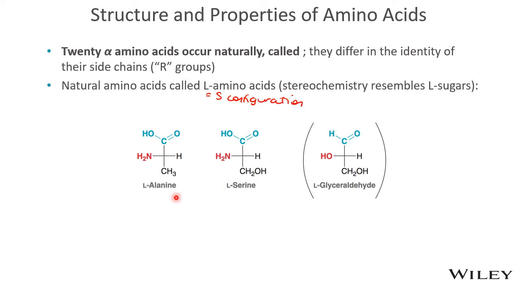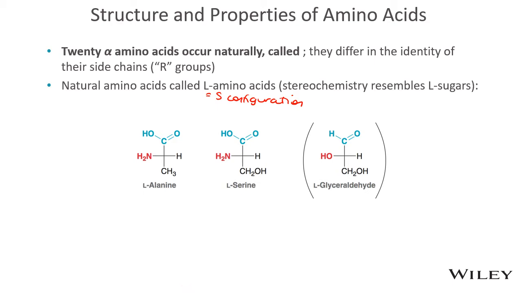So here we have 2 examples of amino acids. L-alanine, where the R group is a methyl group, and L-serine, where the R group is a CH2OH group. So everything else about these amino acids is the same except for the identity of their side chains. Now these are both in their natural state, the L configuration, and we can verify this using the Fisher projection of each of the amino acids. So let's go ahead and determine our configuration and make sure that it is the S configuration.